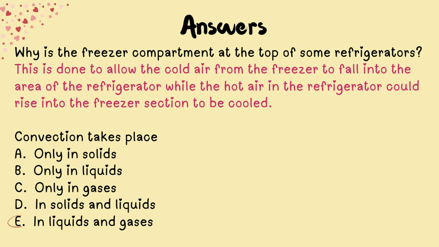The freezer compartment is at the top of a refrigerator because it is done to allow the cold air from the freezer to fall into the area of the refrigerator, while the hot air in the refrigerator could rise into the freezer section to be cooled. And convection takes place in liquids and gases.